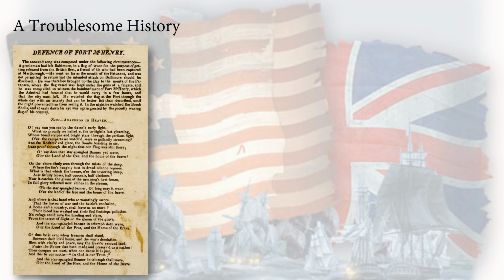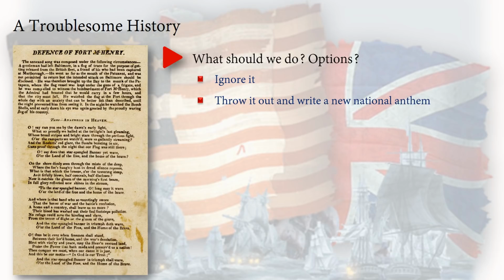So what should we do with this? What are the options? There are a couple that have been thrown out there by people who have strong feelings on both sides. One, we could ignore it and continue to sing the national anthem as we always have and simply pretend like this history never happened. We could throw it out and write a new national anthem, one that embodies our current views and ideas and values. Or we could continue to sing the edited version.